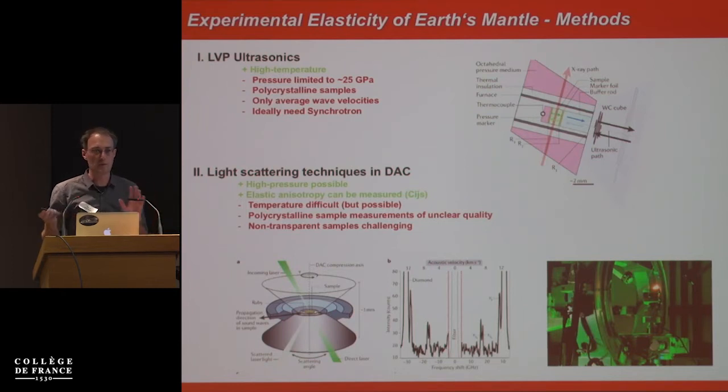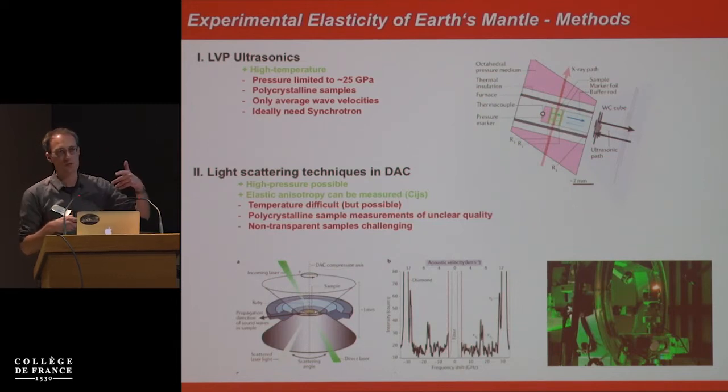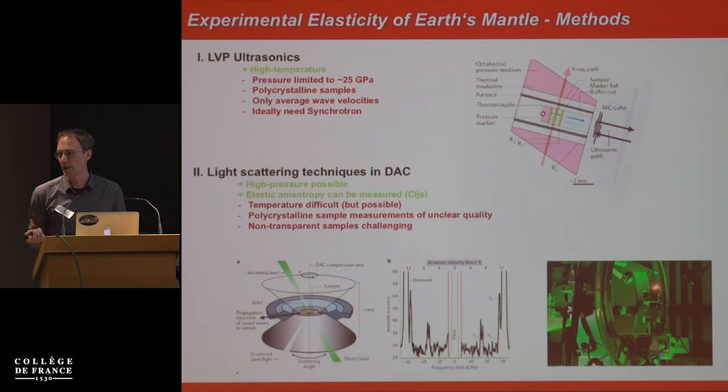The principle, roughly speaking, is always that you focus a green laser in the sample that exchanges energy with the sound waves, with the acoustic phonons in the sample, and you measure that frequency shift and derive the sound velocities. The real advantage here is that high pressure is possible and the elastic anisotropy can be measured. If you measure a single crystal in different directions, you can invert for the entire elastic tensor, all the CIJs.